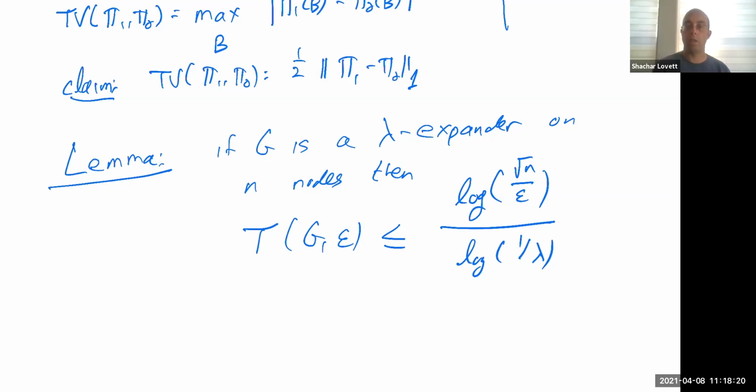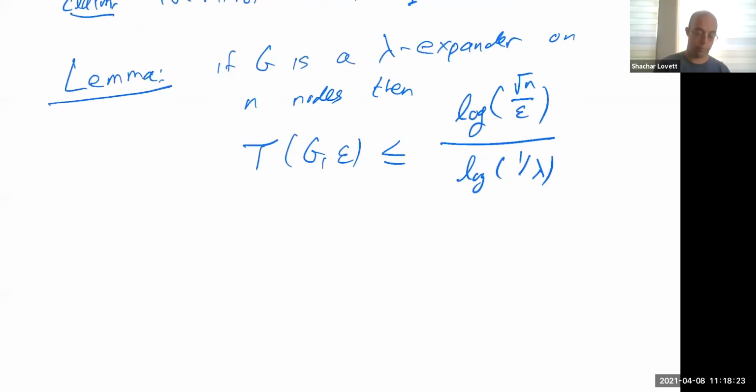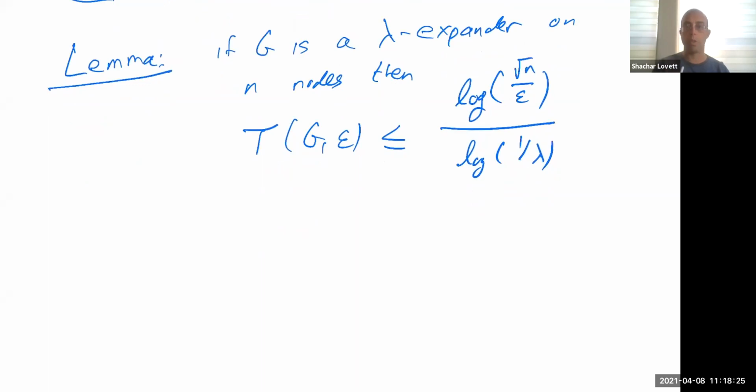Okay, so let's prove this now. But before proving, are there any questions on the statement of this lemma? The proof is going to use linear algebra, which is what we're always using, because we assume spectral expansion, which is a linear algebraic property. By the way, whenever I write lambda expander from now on, I'll just mean lambda spectral expander.